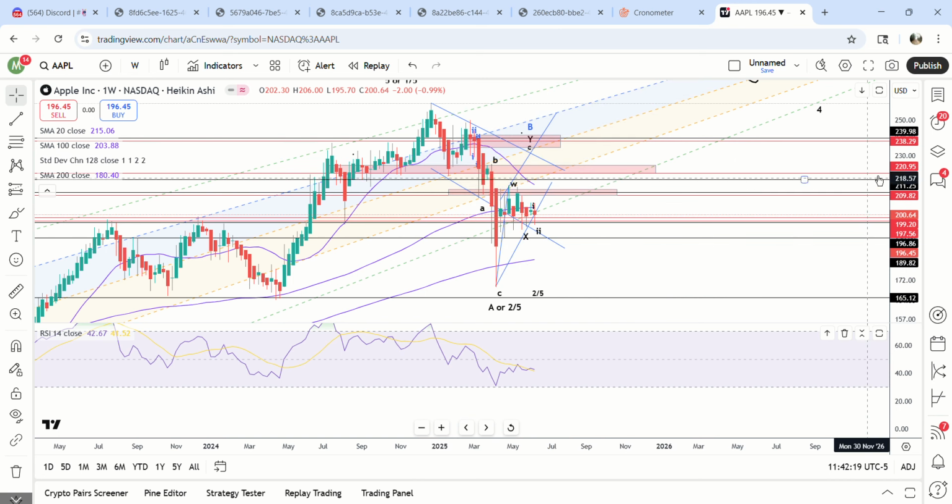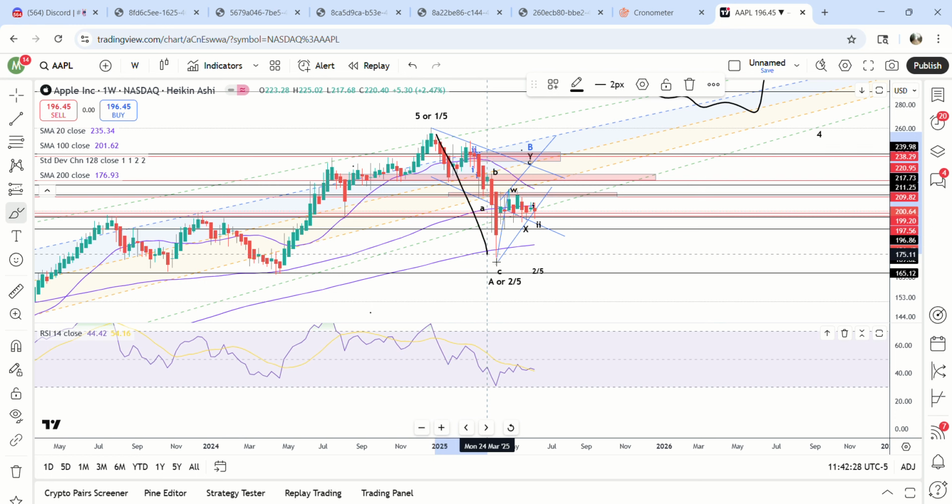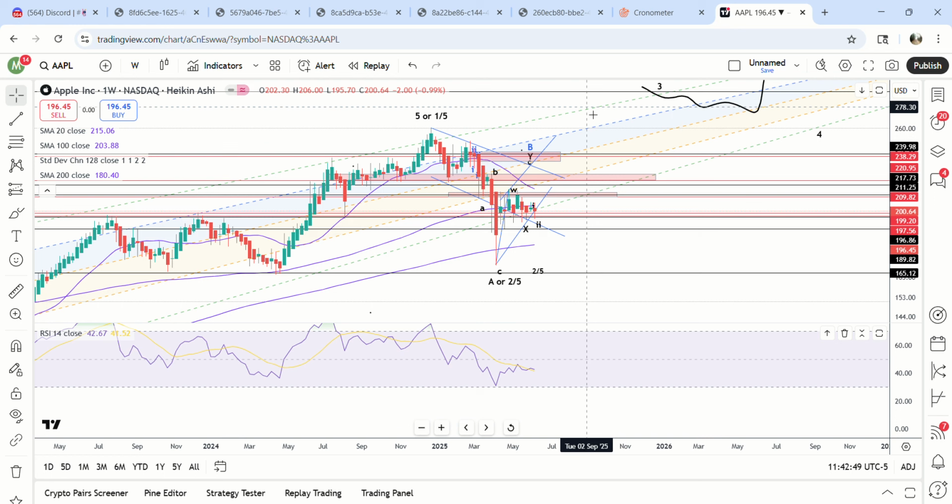So again, this is wave 5 right here, or it's 1 of 5. I think it's 1 of 5. And then this is either A or 2 of 5. If it's A, you're looking for something like that, and then we go up. I guess it could be the A wave, but this is the 5th wave too. Or this ends up being a 1st wave, 2nd wave, and we just go up here like that. So this is why I'm pretty bullish on Apple, and there's tons of gaps to fill to the upside.